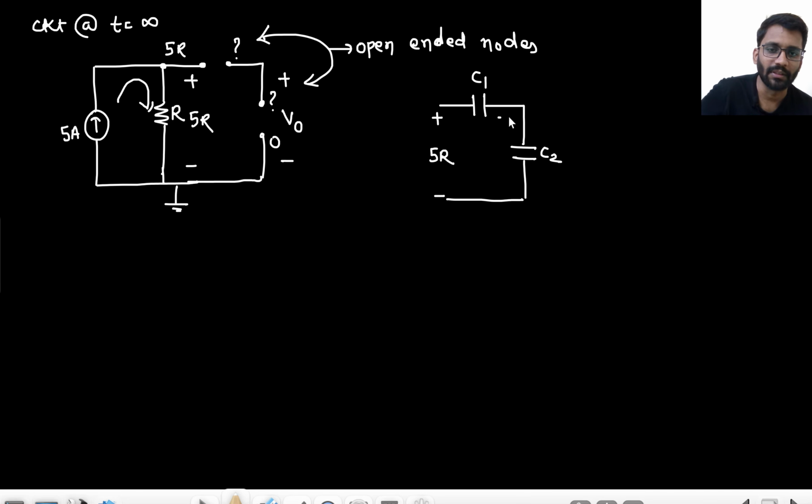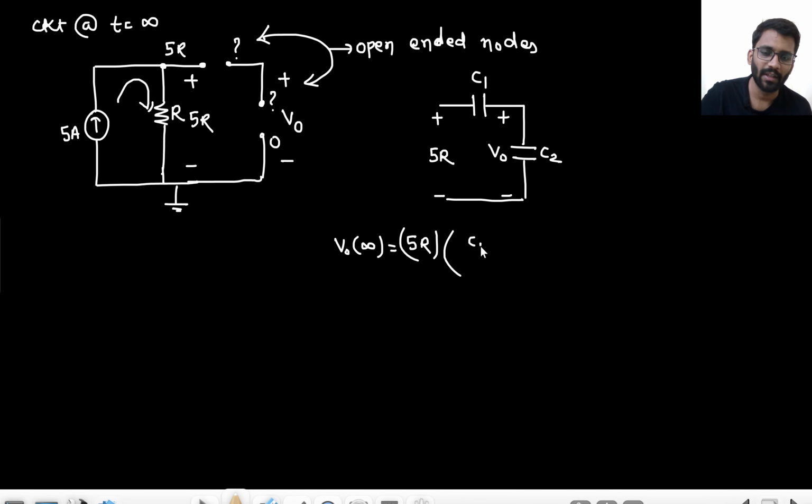This is what your V naught is. So what will be your V naught? Your V naught at t equals to infinity would be 5R into C1 upon C1 plus C2, right? This will be your V naught at t equals to infinity. What will be the value of IC at t equals to infinity? That will be 0 ampere.